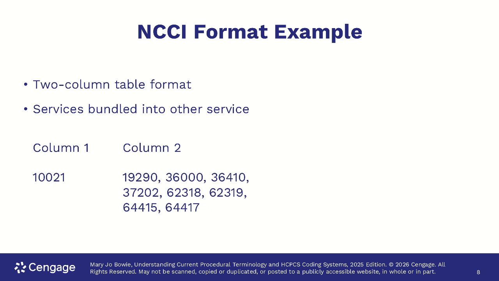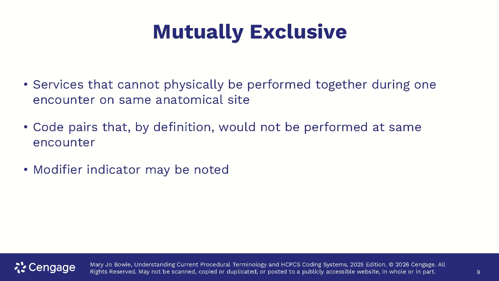What else did I want to tell you about NCCI while I'm thinking? So here's an example of that two column format. You see column one, you see column two. So basically, what this is saying is that the services in column two are bundled into column one. Bundled, they're not separately payable.